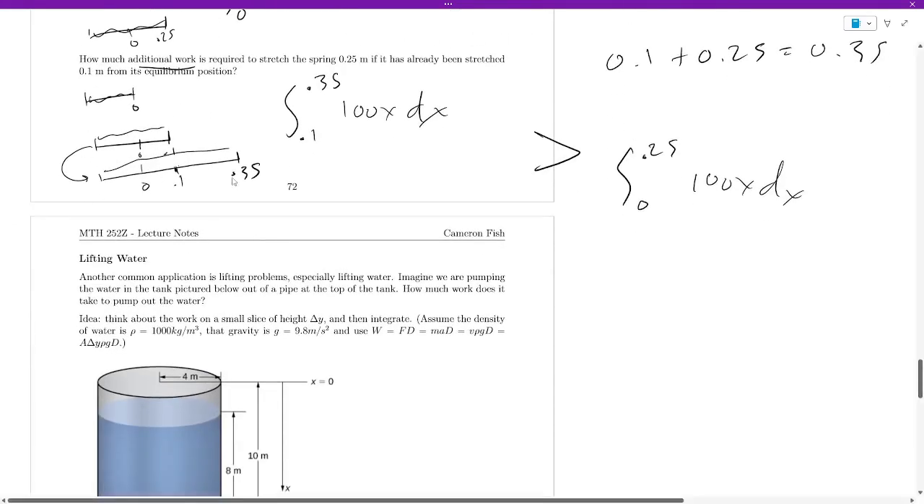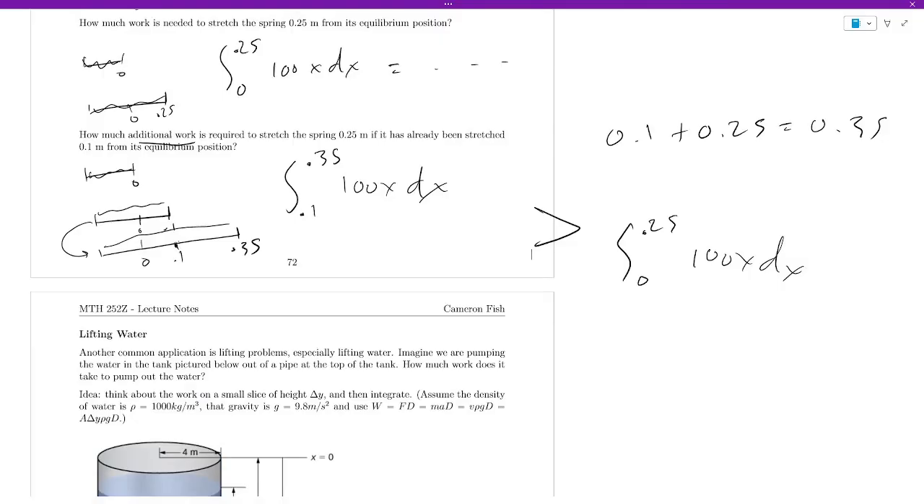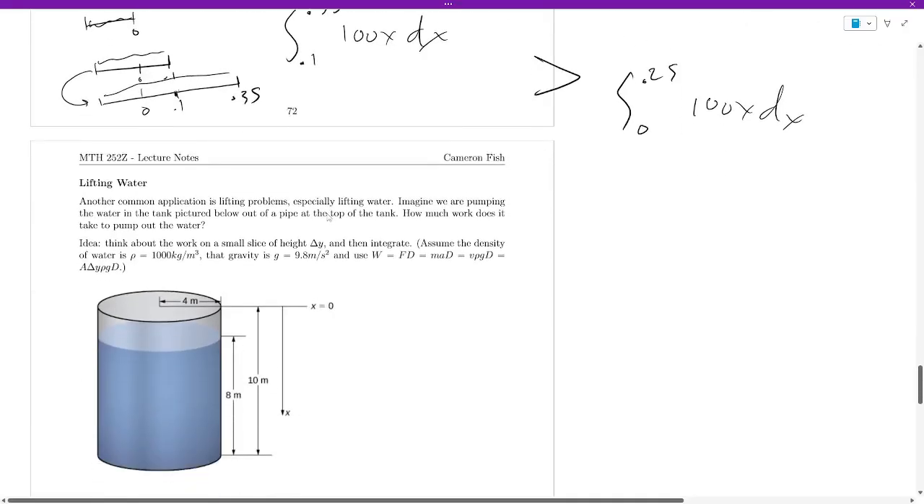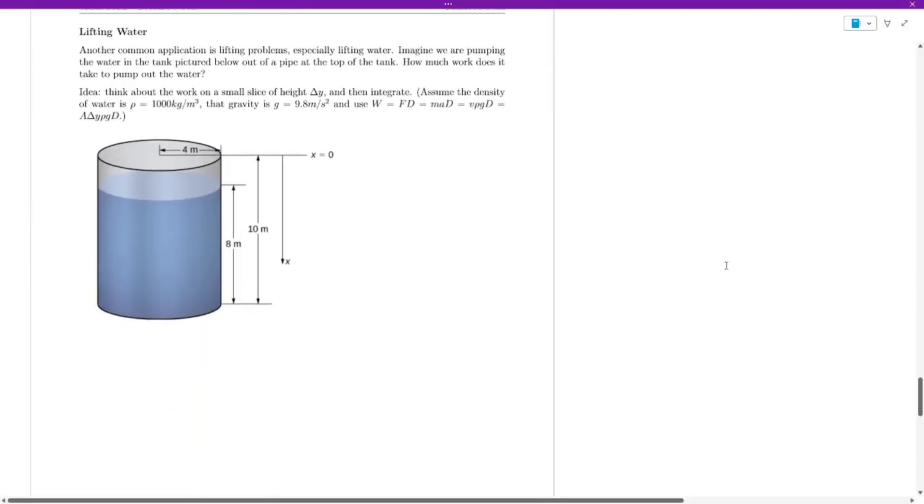Yeah, so the last topic I wanted to talk about in this physics section is lifting water. Again, this seems a little random, but it's pretty straightforward and common to want to do this. So it's a good application. So let's think about it. Imagine we're trying to pump water out of a tank. I'm imagining a pipe sitting somewhere at the top of the tank or whatever, and I'm trying to pump all the water out.